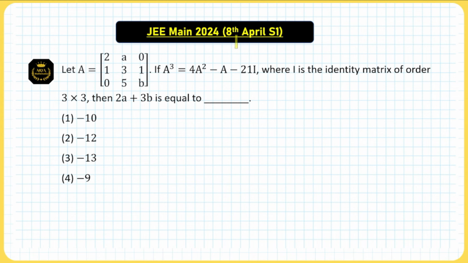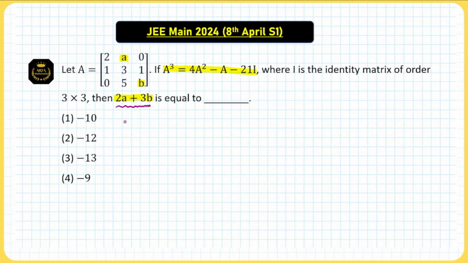In this video, we are going to discuss one very interesting problem from JEE Main 2024. The problem is from the chapter Matrices and Determinants. Let A be this 3 cross 3 matrix where we have two unknowns, a and b, in these two places, and this matrix equation is given to us: A cube equals 4A square minus A minus 21I, where I is the identity matrix of order 3 cross 3. Then we have to find the value of 2a plus 3b.